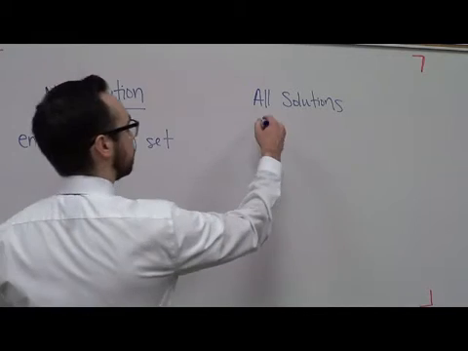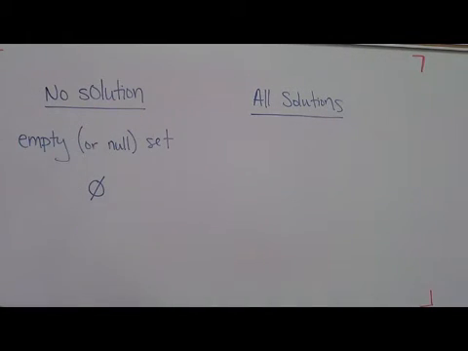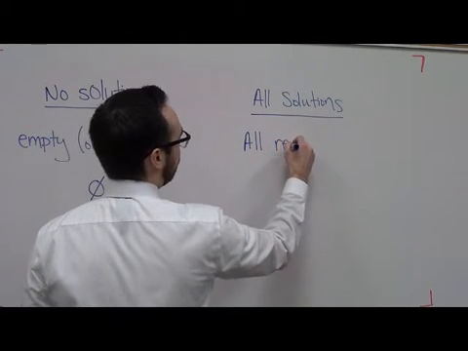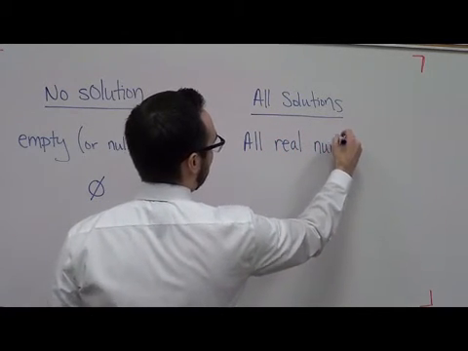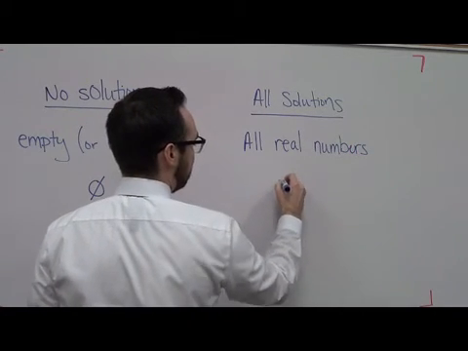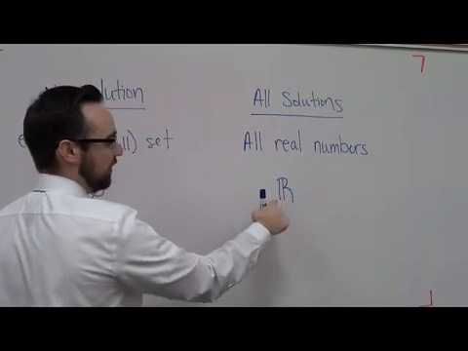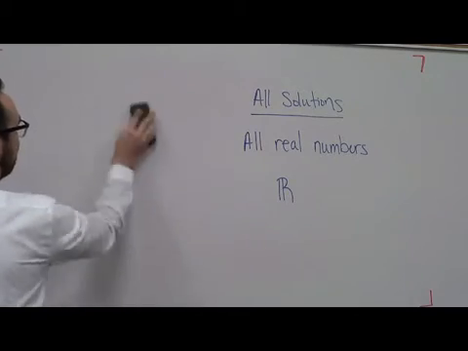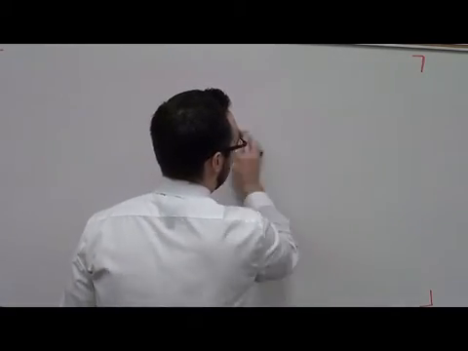All solutions means that any number you put in there is going to satisfy both sides of the equation. There isn't just one thing. So we say that's all real numbers. And we use the symbol, it's an R with a double line down it. So let's take a look at how we identify each of these situations and what that looks like.